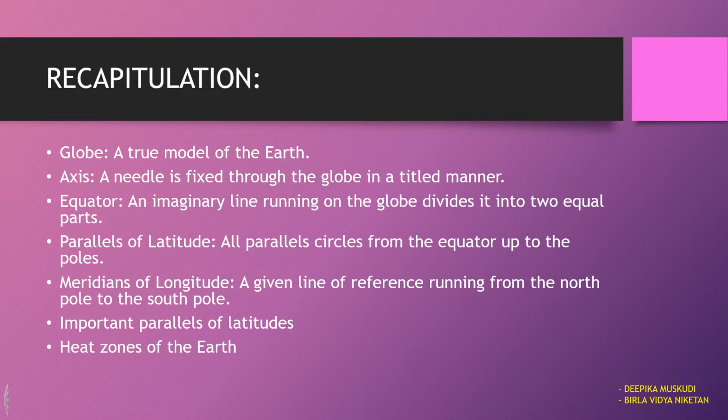Important parallels of latitude include the North Pole, Arctic Circle, Tropic of Cancer, Equator, Tropic of Capricorn, Antarctic Circle, and South Pole. Then the heat zones of the Earth included the torrid zone, temperate zone, and frigid zone.